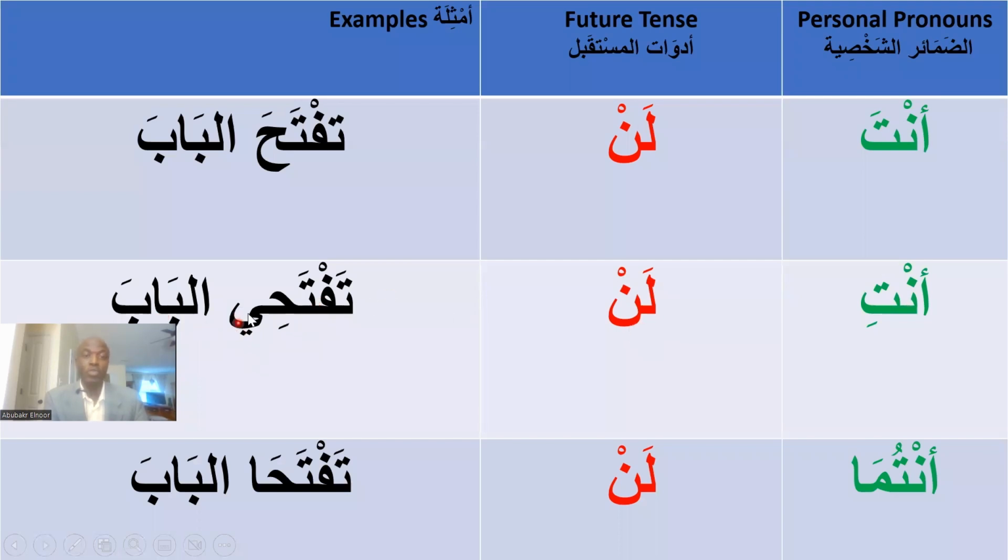تفتحي. So the noon is dropped here when we negate the future tense. The noon of the present tense conjugation is dropped. Because in the present tense for you singular feminine would be تفتحين noon. But here when we use the negation in the future, we drop the noon. You, singular feminine, will not open the door. تفتحي instead of تفتحين, present tense.